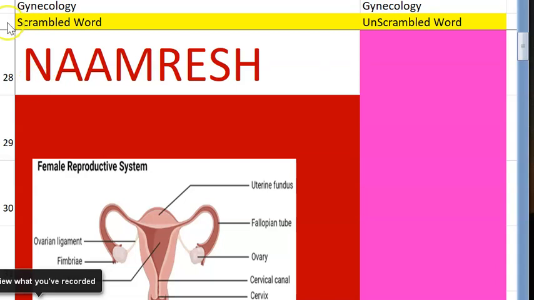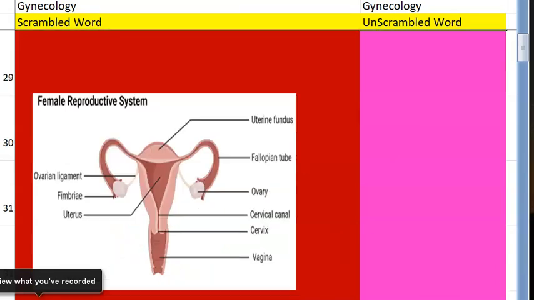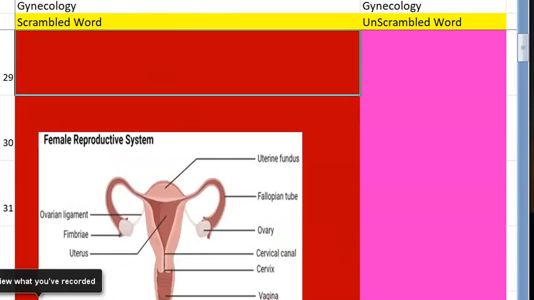Wait, I'll give you the clue. Basically formation of scar tissue in the uterine cavity after uterine surgery. Lot of adhesions, right? Synechiae, etc. I'm guessing. So this is Asherman syndrome. Very good. 29th one, guys.